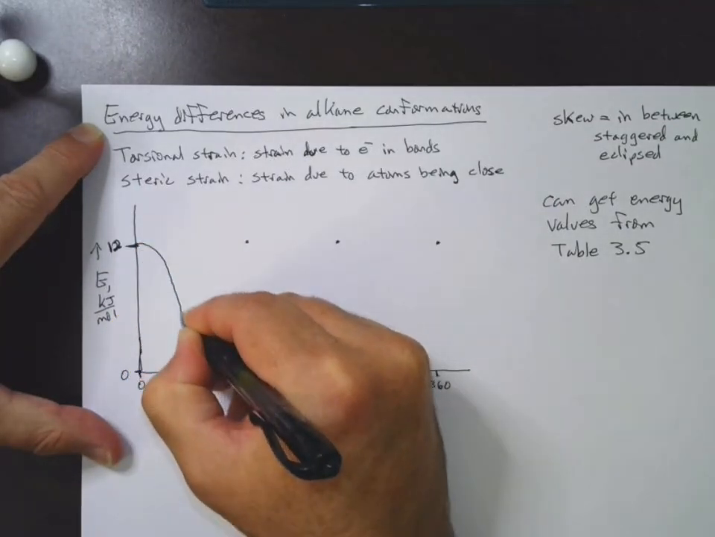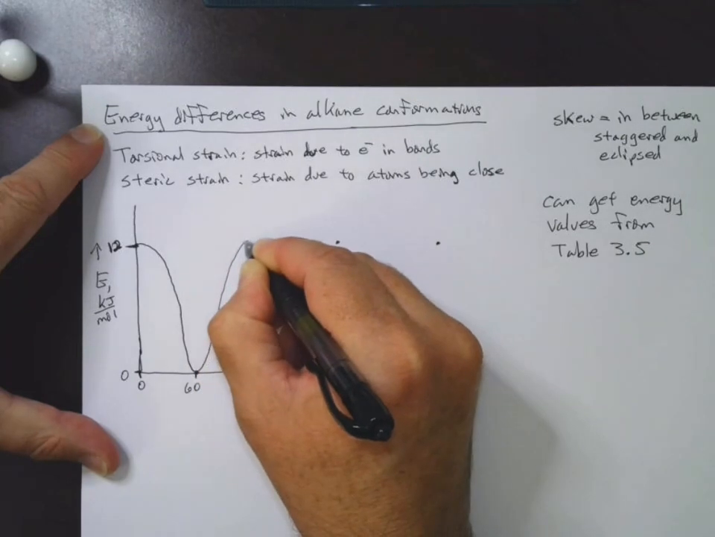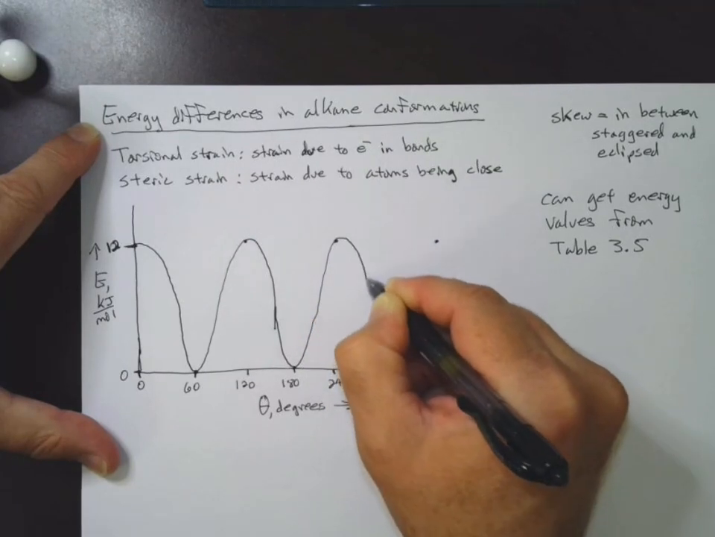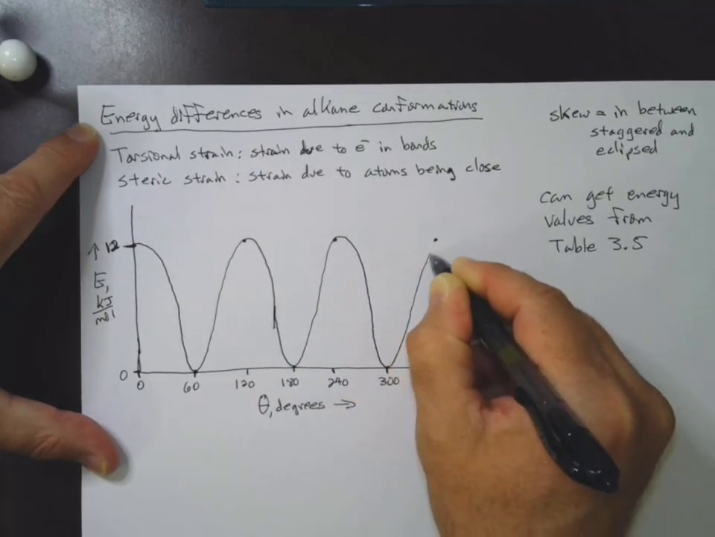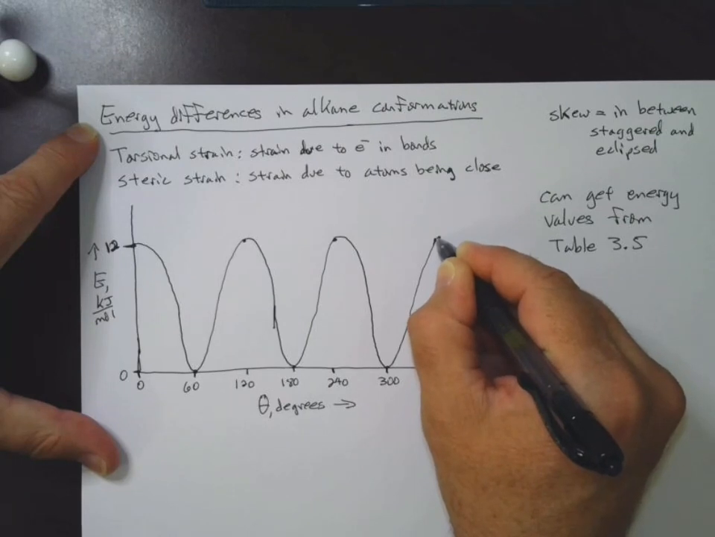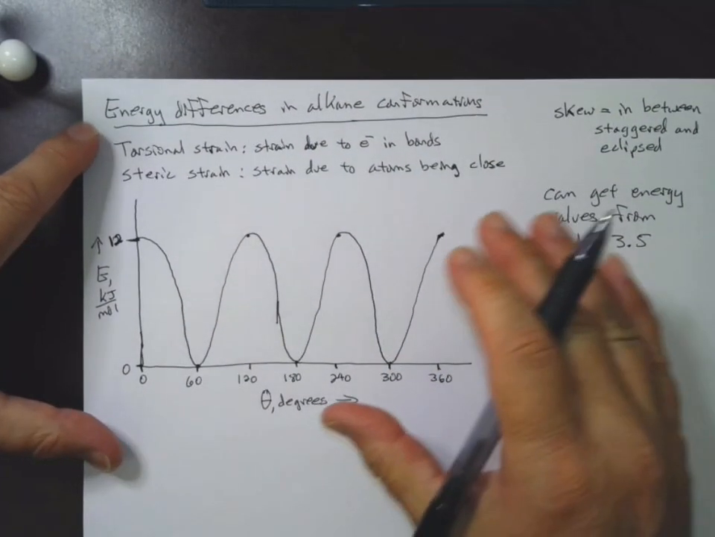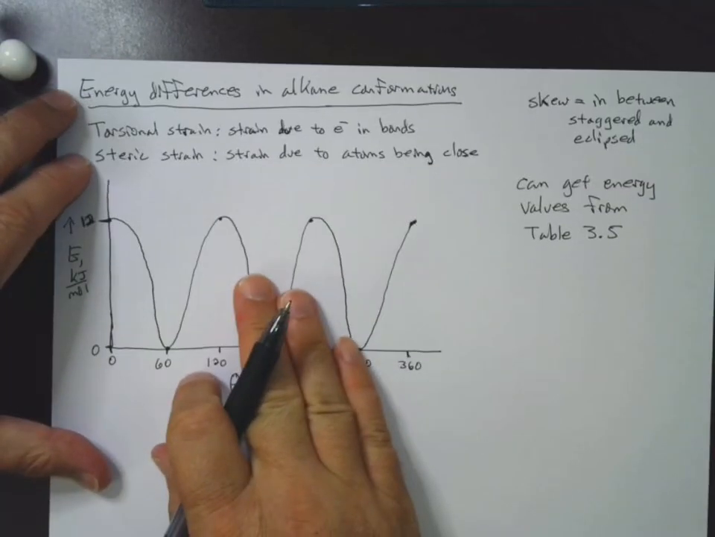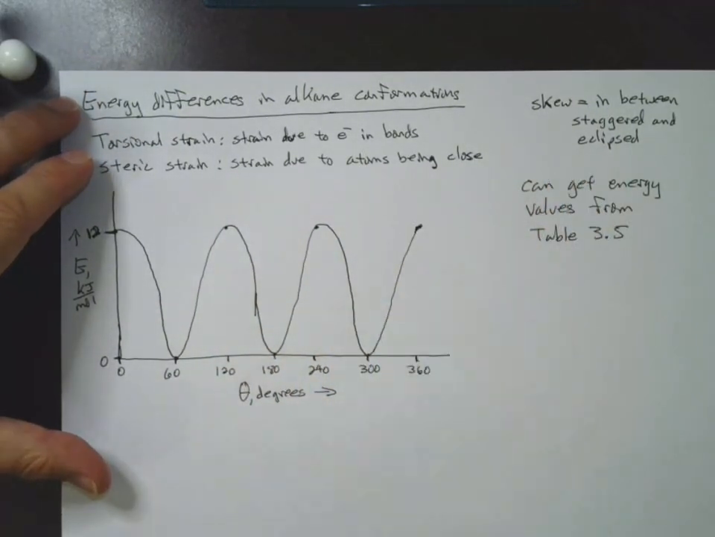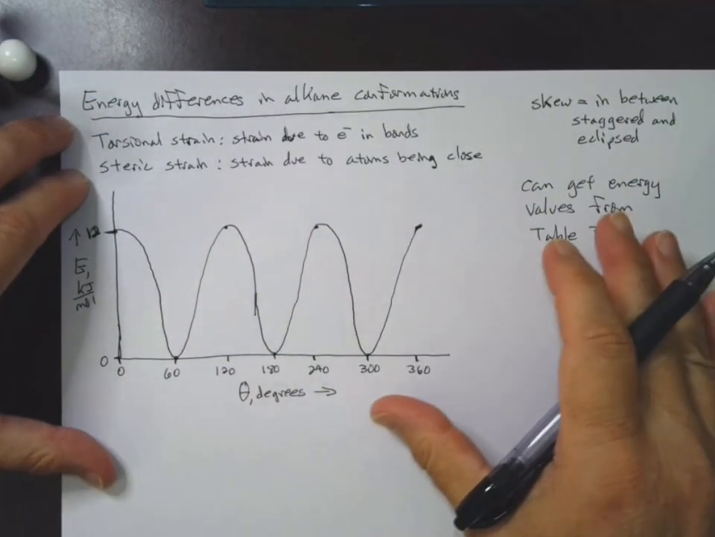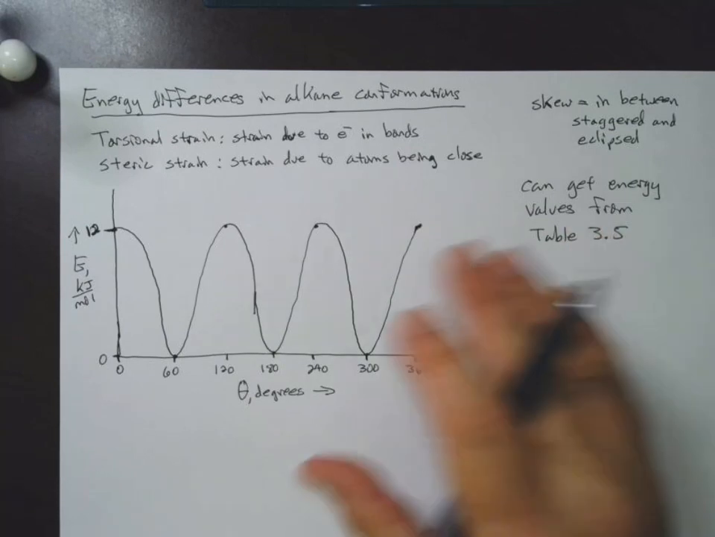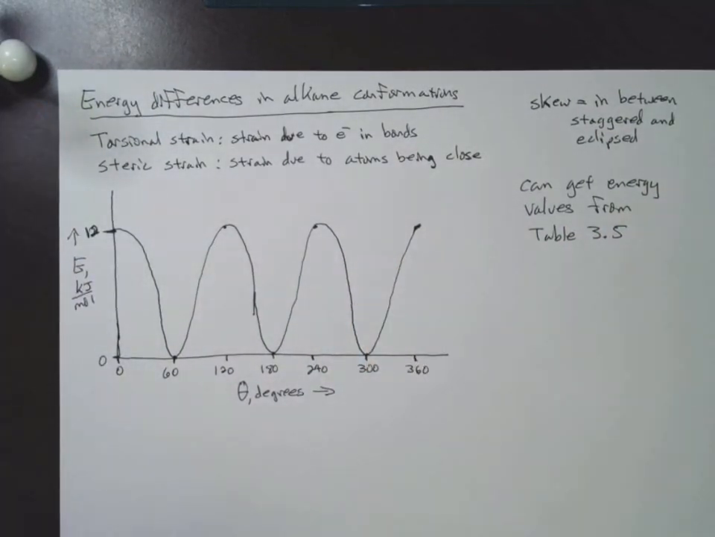And so if you're making a plot like this, you can connect them with a reasonably smooth curve. Kind of looks like a sine wave. Now this is going to look a little different than what you graphed in the modeling lab, which is essentially just shifted over by 60 degrees, where your peaks and valleys are. All right. So that's our energy picture of the different energies for ethane.